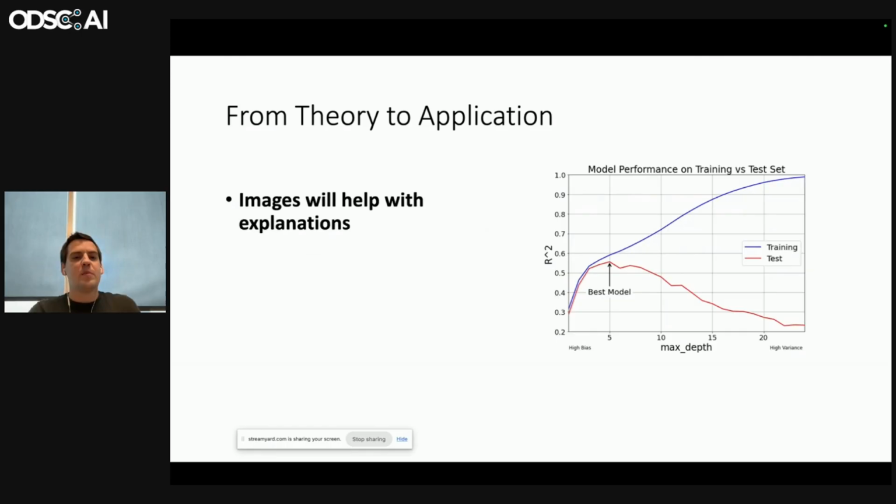And one big thing for me, and I'll stop and look at questions in a second, is moving from the actual theory to the application. When you're actually doing this, of course, we have some diagrams, we have some equations to understand. But the way I try to tie the theory to the actual application is by having images that help with explanations.